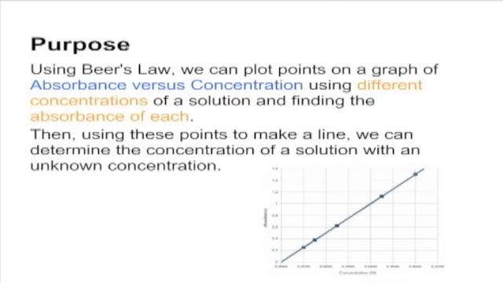The purpose of this lab is to determine the concentration of an unknown solution. We do this using Beer's law to plot points on a graph showing absorbance versus concentration, using different concentrations of a solution and the absorbance of each sample. These points will connect to form a line as shown in the graph below. The upward slope of the line shows the direct relationship between absorbance and concentration.